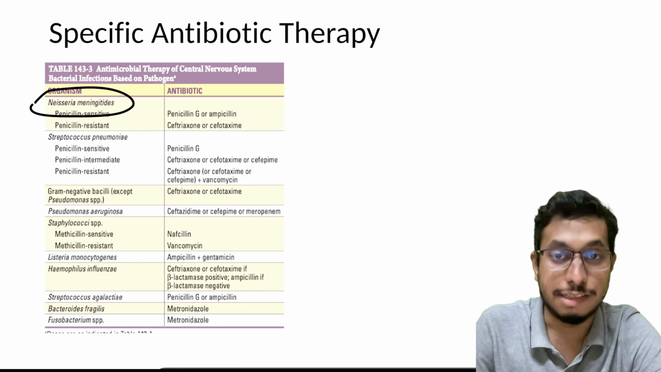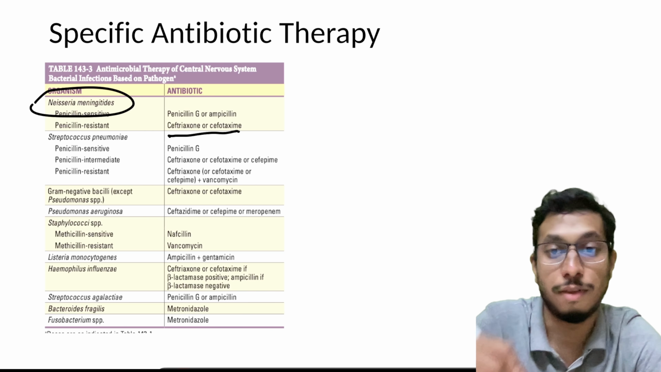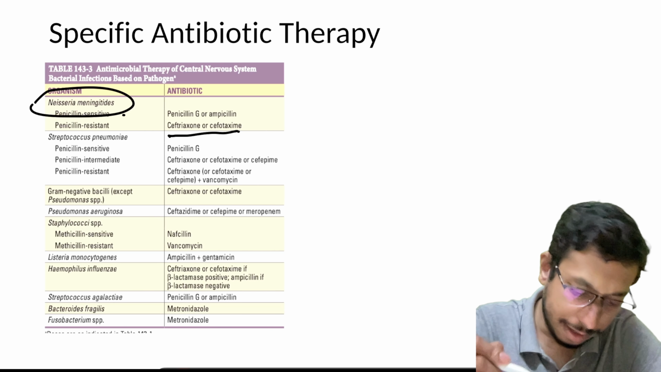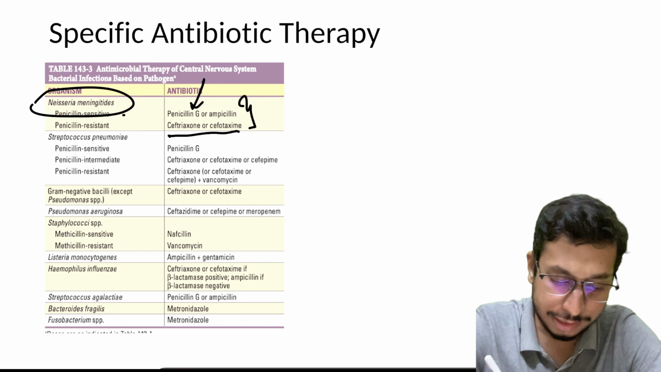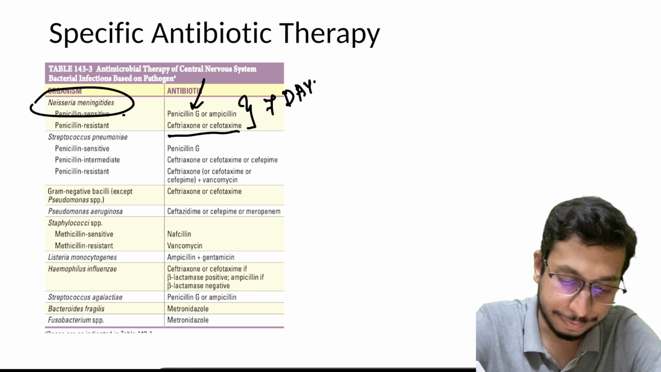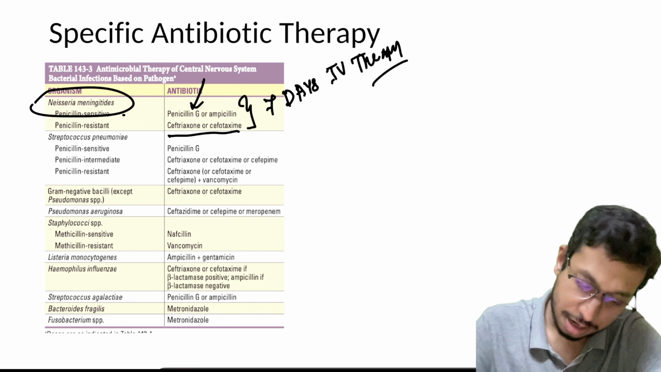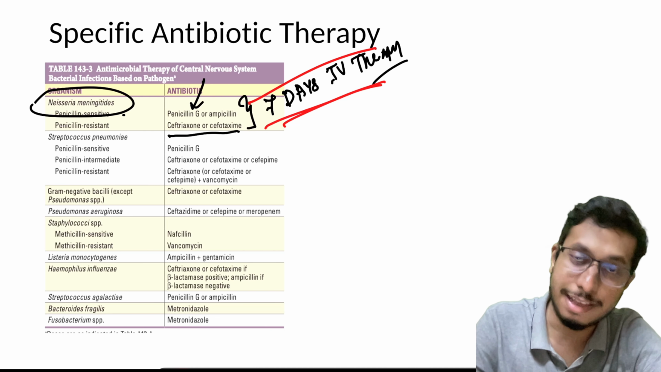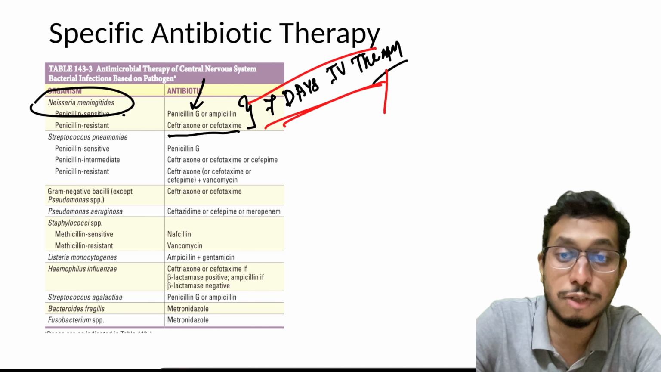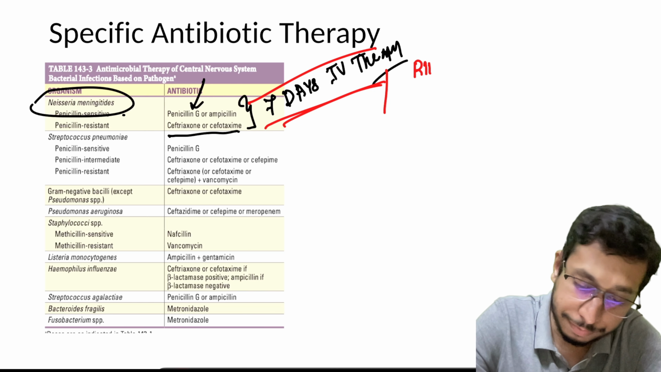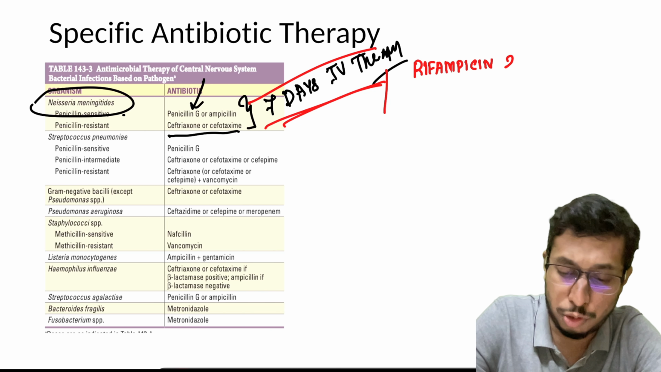Neisseria meningitidis cases, which cause meningococcal meningitis, empirical is ceftriaxone or cefotaxime. All right. Now, if the strain is penicillin sensitive, in such cases we can go for penicillin G. Duration of this therapy is usually 7 days, IV therapy. And remember, Neisseria meningitidis can spread among close contacts. Therefore, close contacts should receive rifampicin for 2 days.